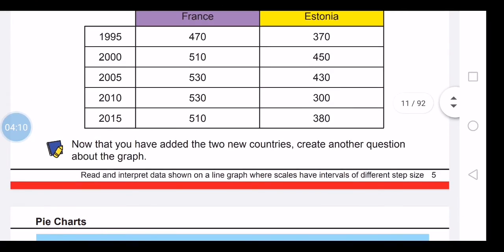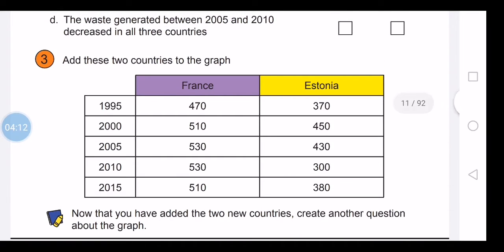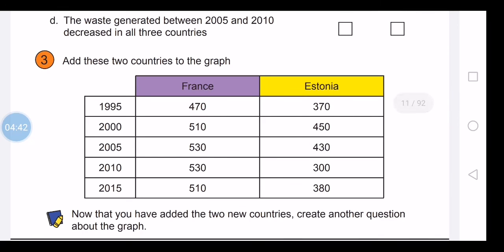Okay? And France is coloured in purple, so you can draw that line in purple if you have a purple pen. If not, you can choose a different colour, but make sure you indicate it on your page. And then Estonia you do in yellow. And then at the very end it says, now that you have added the 2 new countries, create another question about the graph. Okay, so try and think of an interesting question to ask. And please, boys and girls, don't forget your question words, don't forget your capital letters and your question marks, okay?